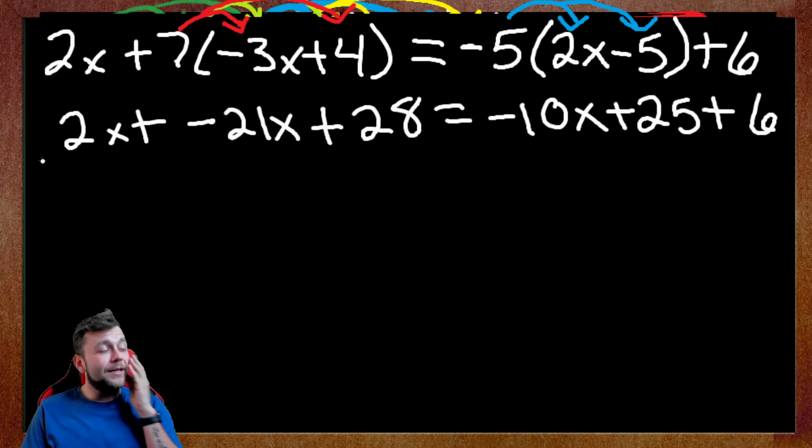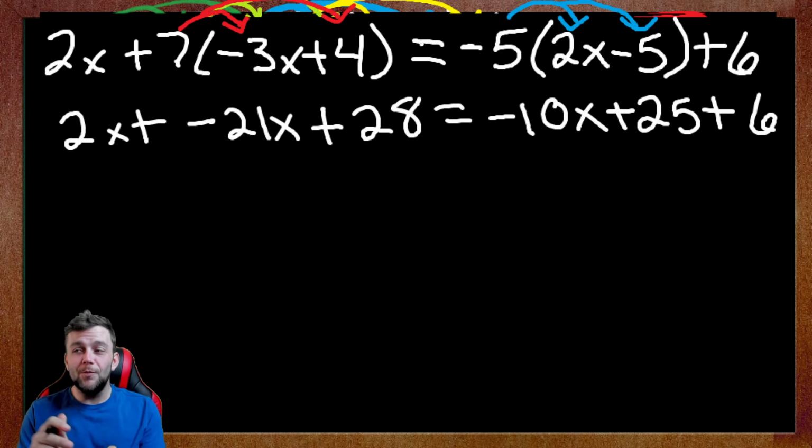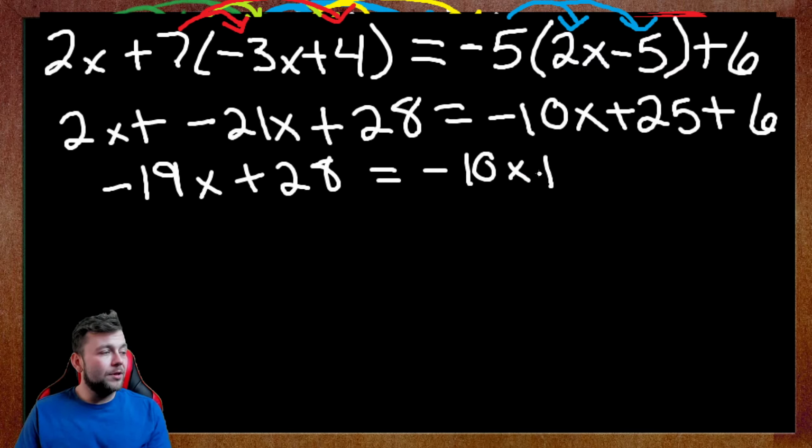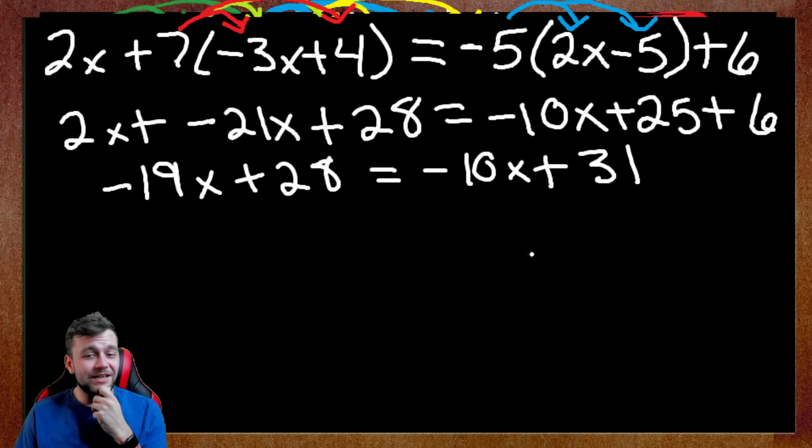Okay. Combine like terms on either side. We won't mess around with moving things around too much quite yet. Okay? So, let's go 2x plus a negative 21. That is a negative 19x plus 28 equals, we have a negative 10x plus 25. What's 25 plus 6? That is 31. This looks so gross. It looks intimidating, but it's not hard. So now we're at this step.